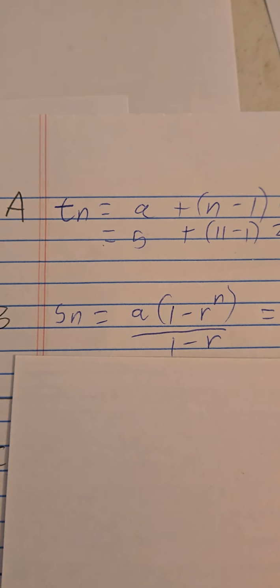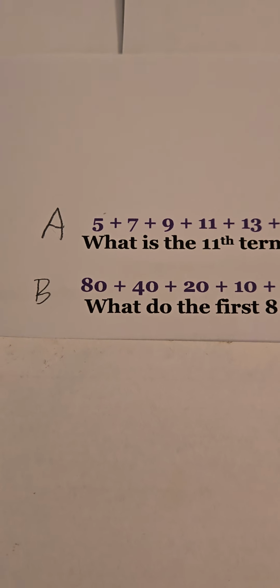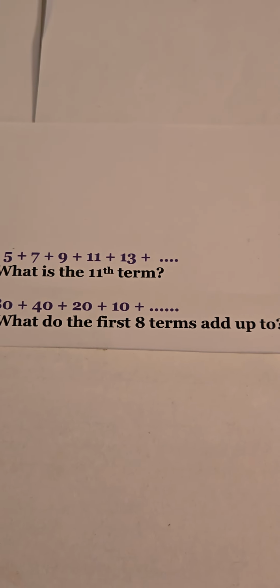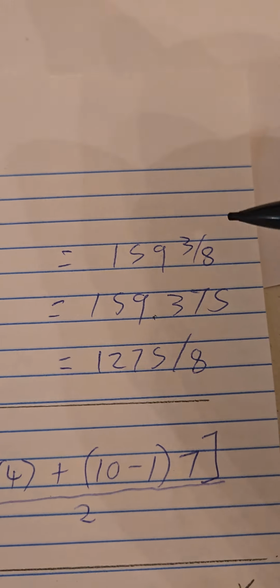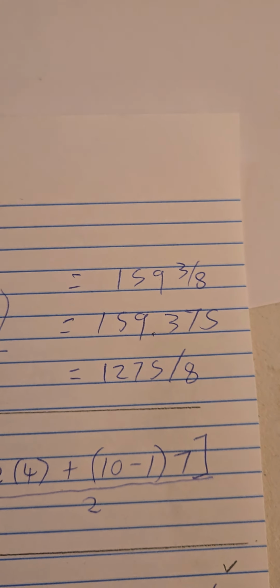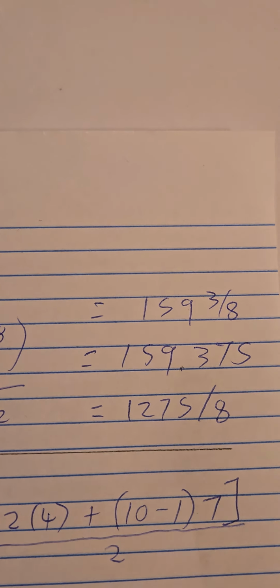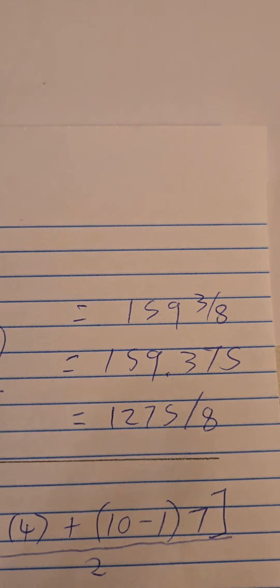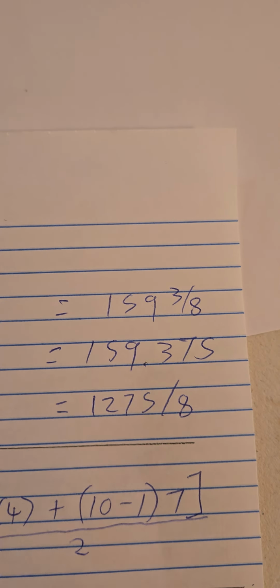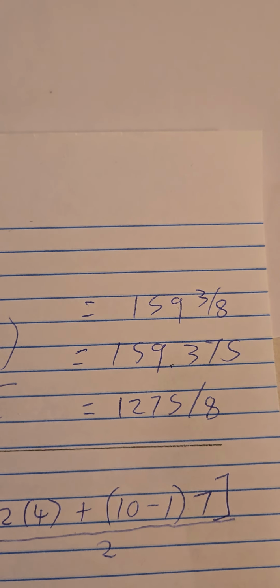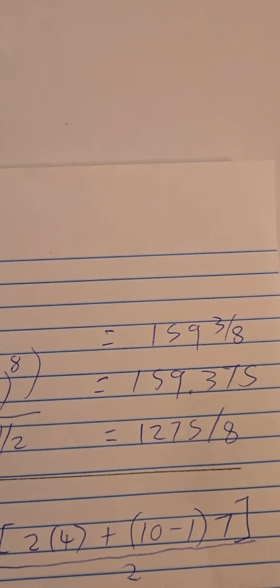And that's the formula. So given that A is 80, R is a half, and in this case N is 8 because they said 8 terms, I plug those numbers in to that formula and I get 3 answers, or rather it's 3 ways of saying the same thing. Obviously, if you're doing a course, you do it the way your instructor wants. So one example is 159.375.